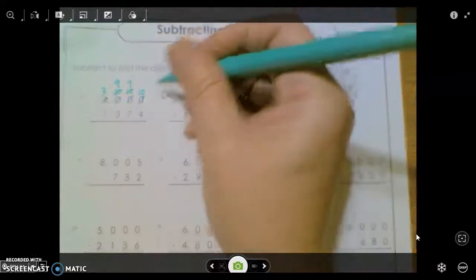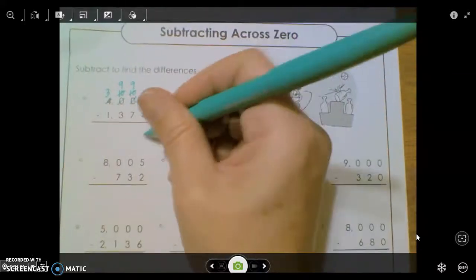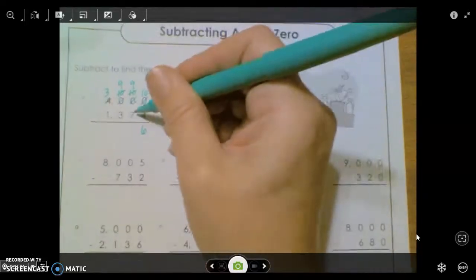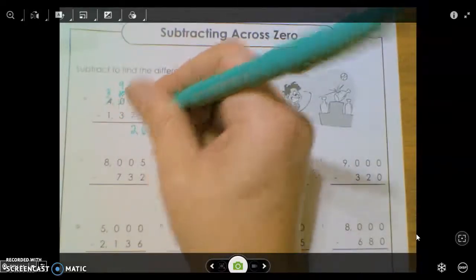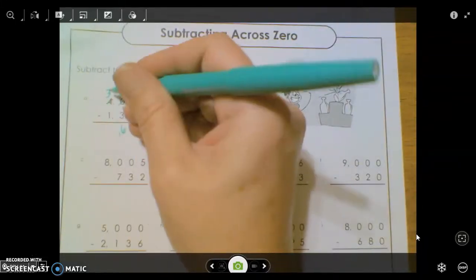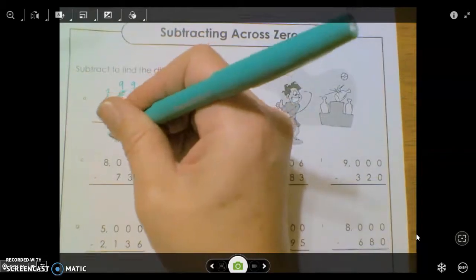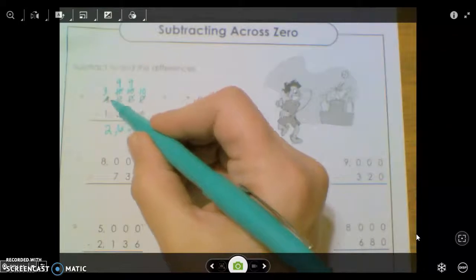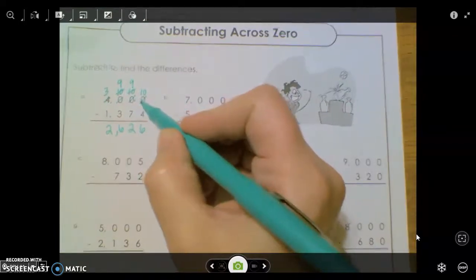Now I can subtract. So now I can say 10 minus 4 is 6. 9 minus 7 is 2. 9 minus 3 is 6. And 3 minus 1 is 2. Remember, I have to go all the way over and then work myself all the way back step by step.